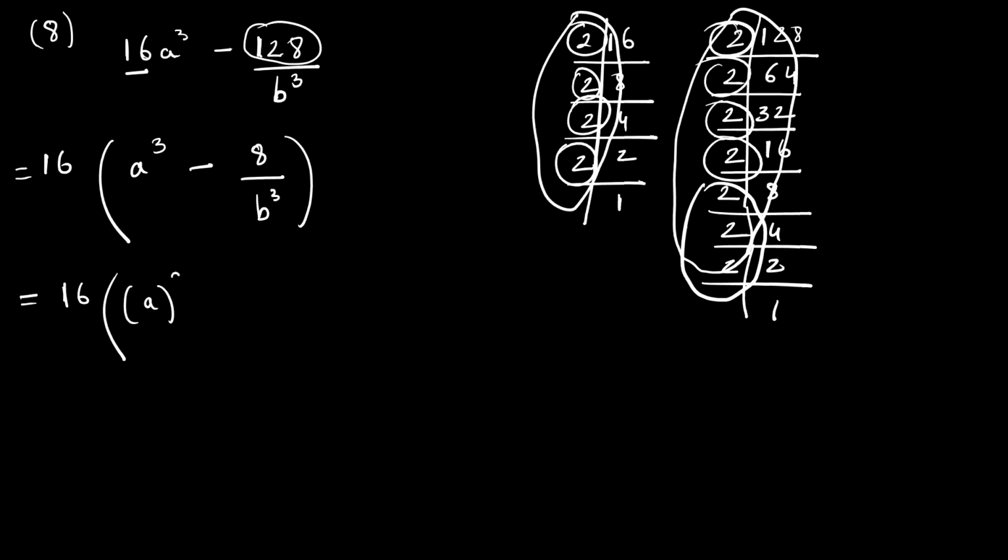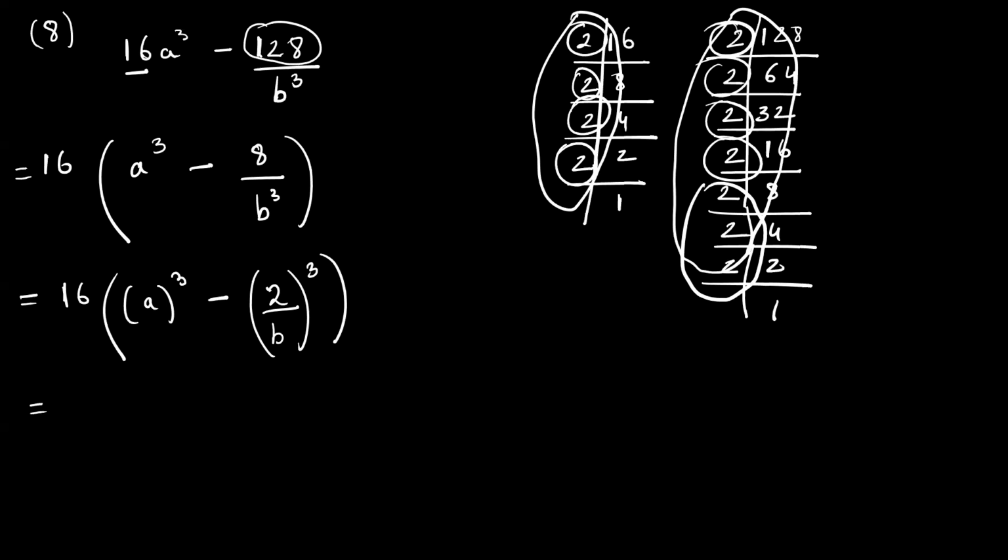A whole cube. Minus what to write, whole cube, for this fraction? A 8 upon B. No, 8 is the cube of what? 8 is the cube of 2. So what should I write? 2 upon B, the whole cube. Okay. Yes, sir.